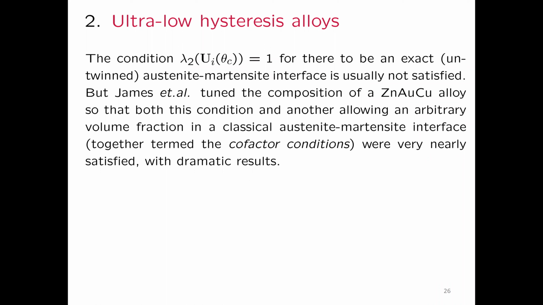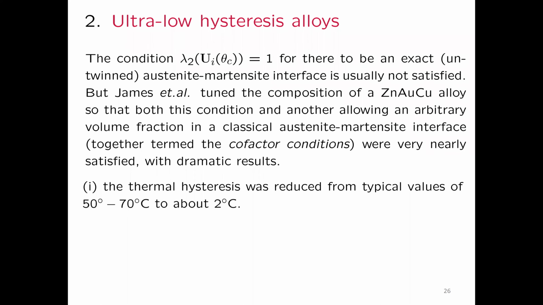And what's more, there are some other conditions called the cofactor conditions that allow you to make, in a classical austenite martensite interface, the lambda, the volume fraction, anything you like between 0 and 1. And so when you construct an alloy like that, which is not a trivial thing to do, you have to vary the composition to make these deformation parameters do what you want.